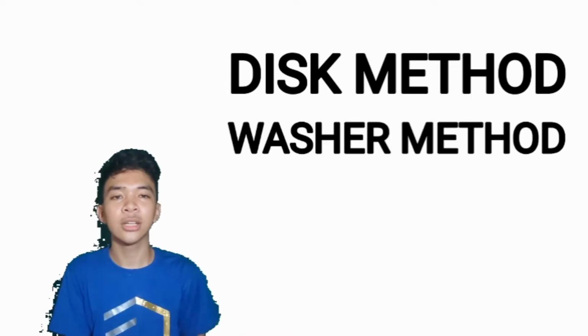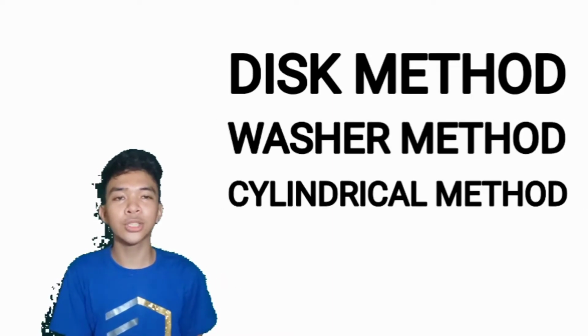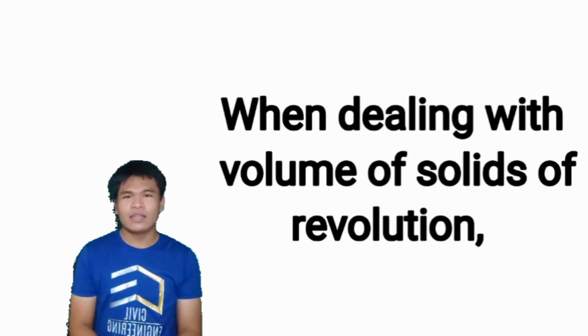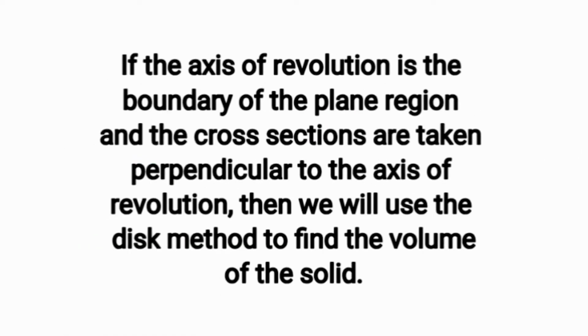How can we solve this? This type of solid is made up of one of these types of elements, such as disc, washer, and cylindrical, each of which requires a different approach in setting up definite integrals to determine the volume. When dealing with volume of solids of revolution, if the axis of revolution is a boundary of the plane region and the cross sections are taken perpendicular to the axis of revolution, then we will use the disk method to find the volume of the solid.